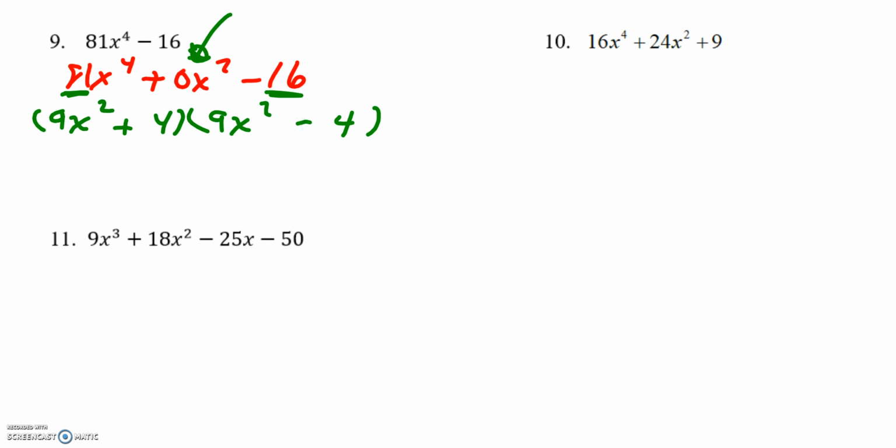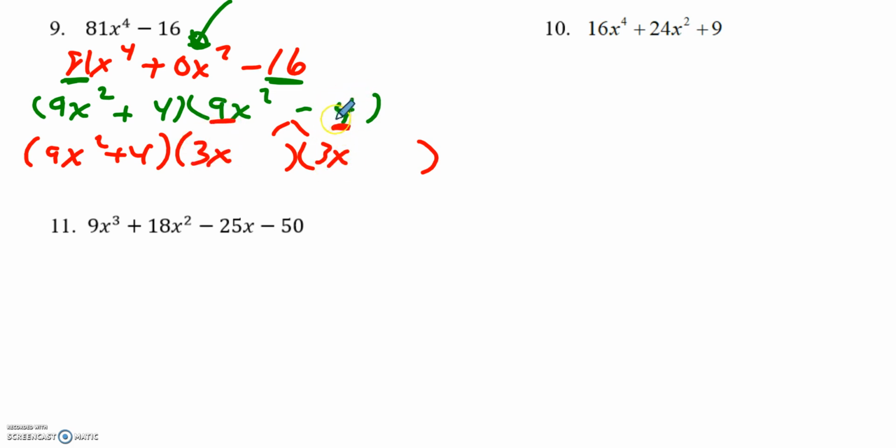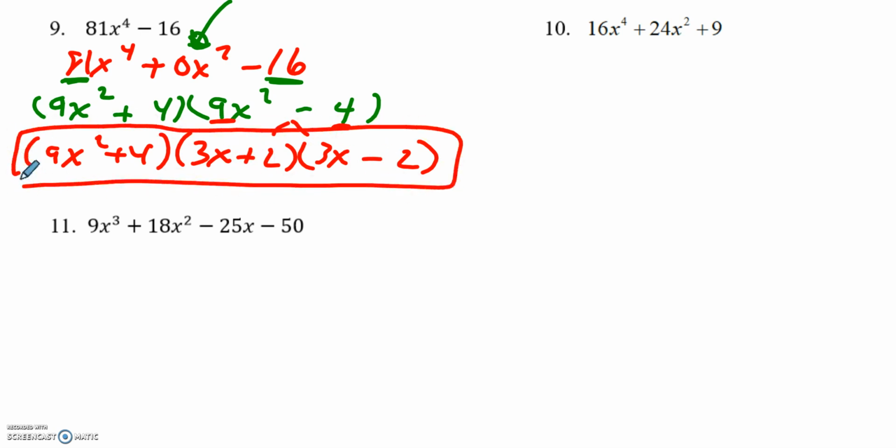Now, as we talked about in class, one of these parentheses can continue to factor and one cannot. Whenever you see the plus sign, this cannot continue to factor. But whenever you see a minus sign, it can continue to factor. So we would leave 9x squared plus 4 alone. And this one would split into perfect squares again, because the 9 and the 4 again are perfect. 9x squared is 3x times 3x. 4, what number times itself gives you 4? 2 and 2. Again, I have no middle term, so we need one positive and one negative. So this would be my final answer for number 9.